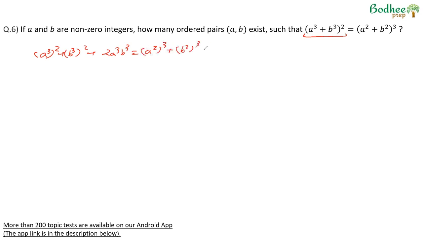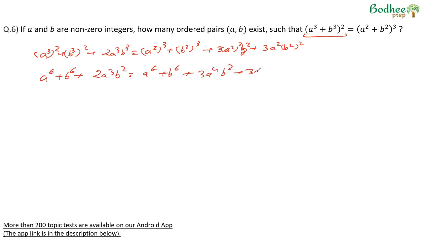cube plus 3x square y plus 3xy square. So (a square plus b square) whole cube is a cube plus b cube... is 3ab into (a plus b). And this can be written as a raised to power 6 plus b raised to power 6 plus 2a cube b cube is equal to a raised to power 6 plus b raised to power 6 plus 3a raised to power 4 b square plus 3a square b raised to power 4.